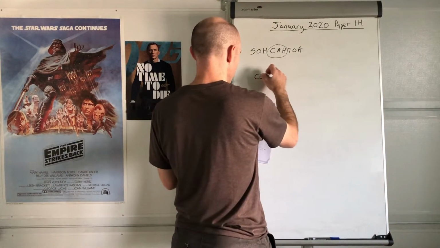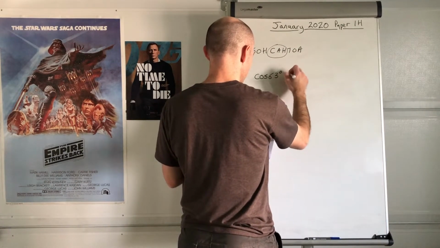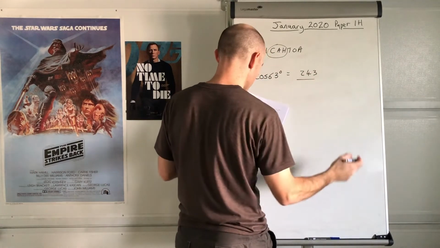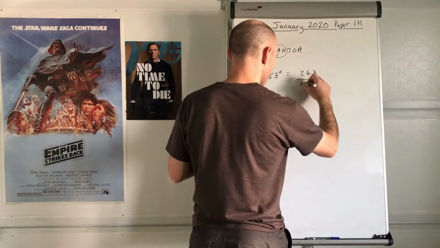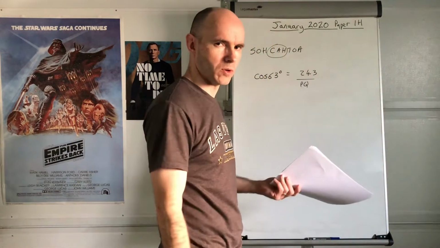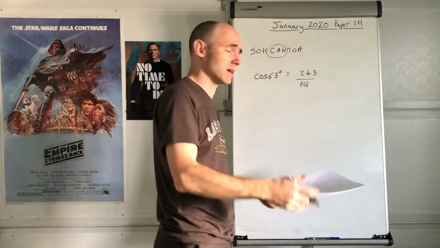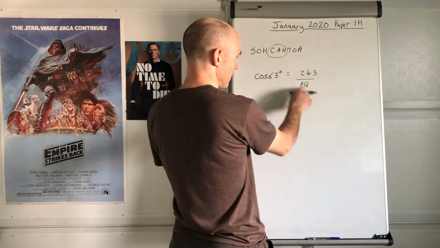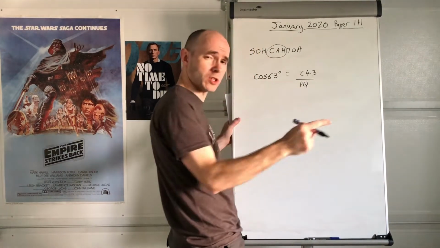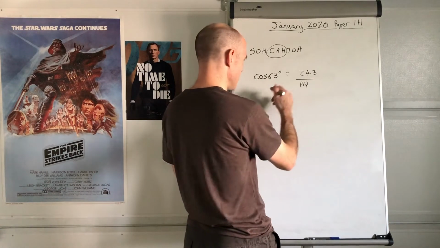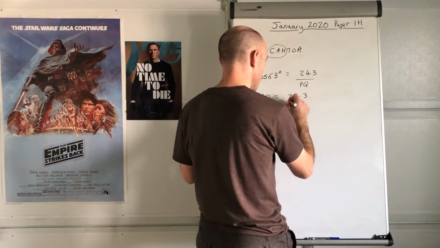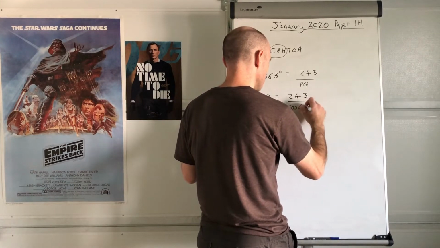So cosine of 63 degrees is equal to adjacent, 24.3, divided by hypotenuse. I'm going to write it as PQ. You can call it X if you want, or H for hypotenuse, or C. Now the thing to do is just swap those two over. Notice the PQ, what we want, is on the denominator. Swap these two over. So write it as PQ equals 24.3 over cos 63 degrees.